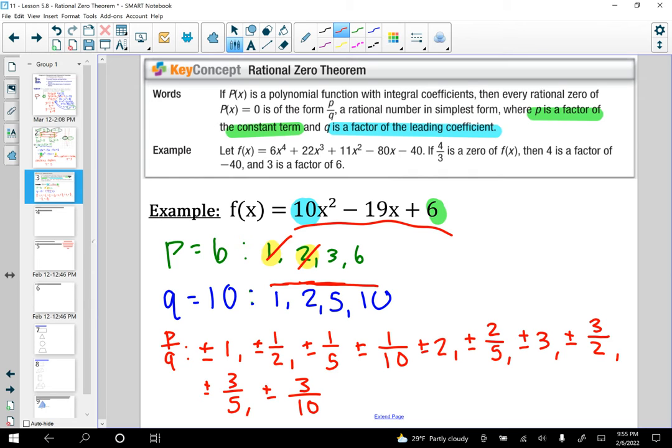Okay, last one here is 6. 6 divided by 1 is 6. 6 divided by 2 is 3, that's already on my list. 6 divided by 5 is 6 fifths. And then 6 divided by 10 is 3 fifths, and that's already on my list.